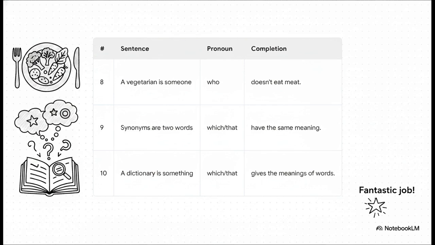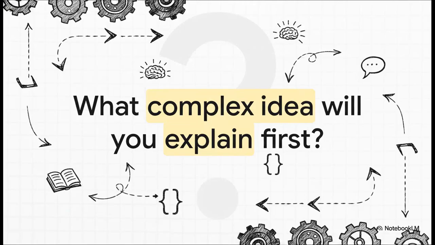Fantastic job. So there you have it. You've just unlocked a really powerful way to connect your thoughts and build more fluent, more sophisticated sentences. You're not just stating separate facts anymore, you're actually weaving your ideas together. So the only question left is, what complex idea are you going to explain first?